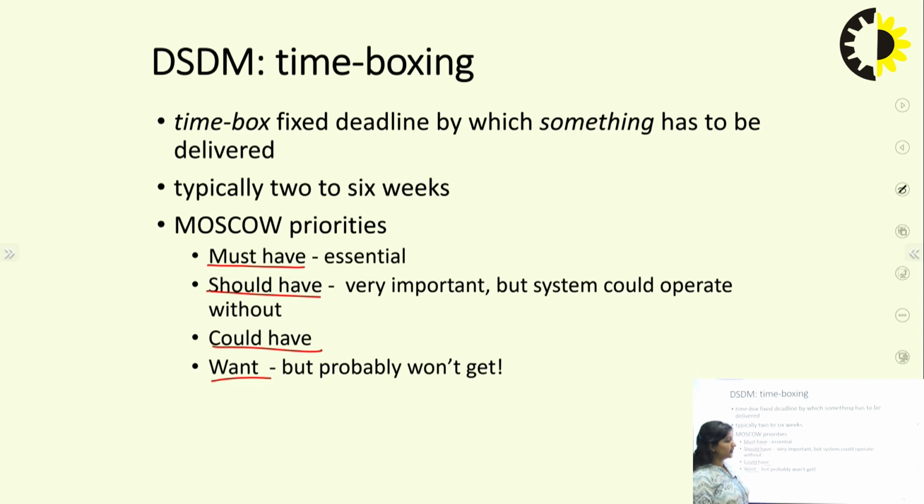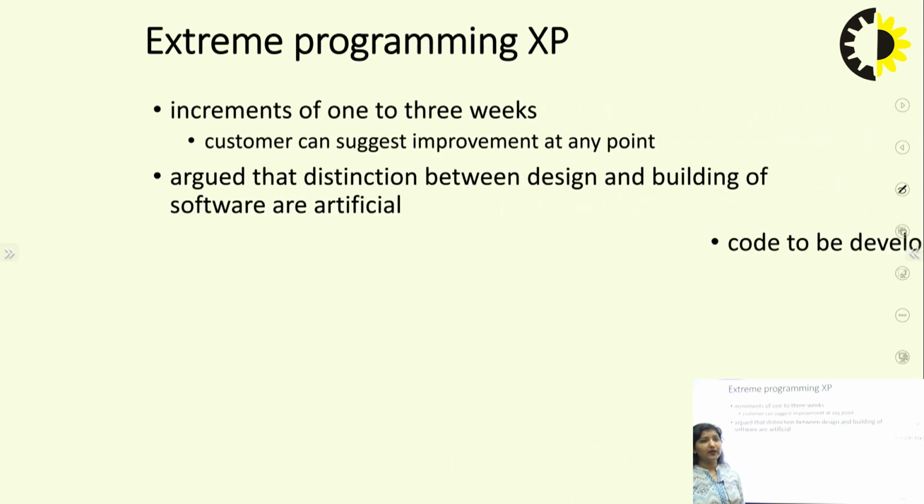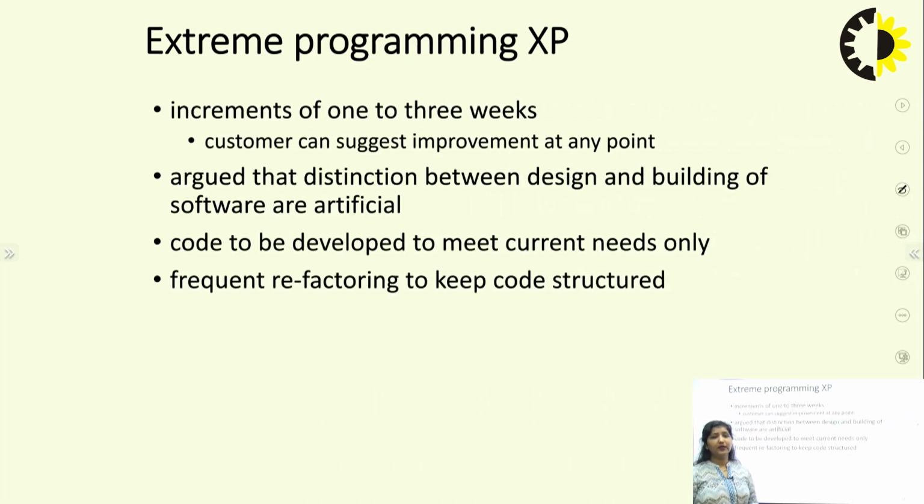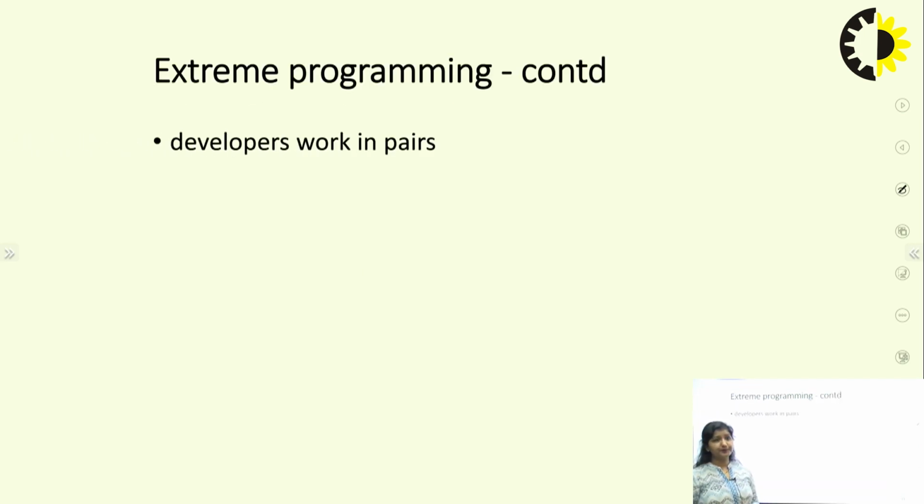So this is the DSDM time boxing for any other project. Next is extreme programming. Now, increments of 1 to 3 weeks, like the customer can suggest the improvement at any point of time, unlike the waterfall model or the incremental model where we can work at just one particular model. Here we can work at any other point of time. It argued that the distinction between the design and building of the software is artificial in nature. Code is to be developed to meet the current needs only, with frequent refactoring to keep the code structure in shape. So these are the benefits of extreme programming.